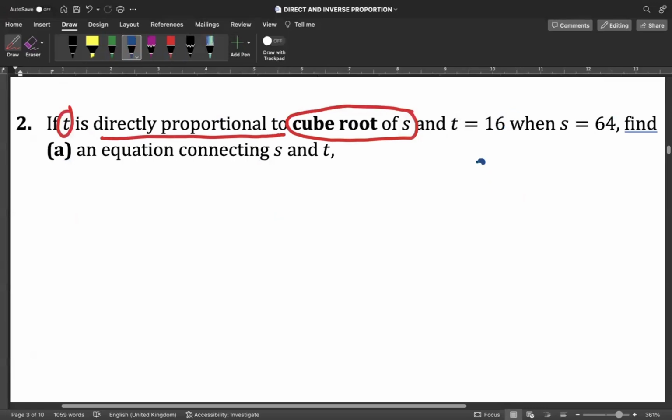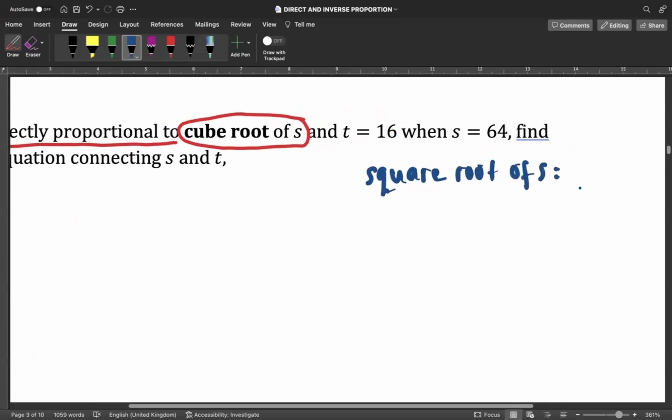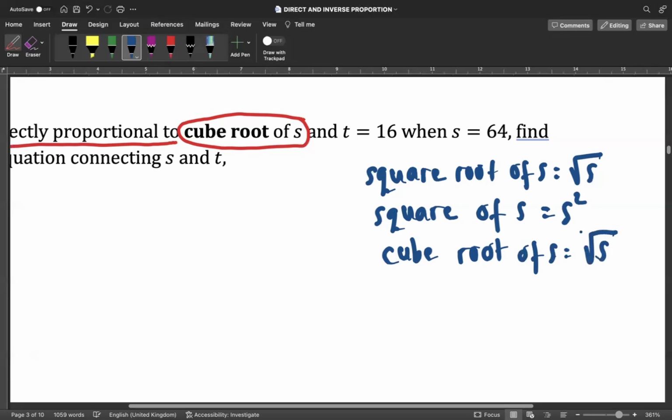Okay, so remember, we can write the square root of s as this. But if it is without root, if it is only square, we write s to the power of 2. For the cube root of s, we write it under the root and put number 3 on the root like this. But if it is only the cube, we write it as s to the power of 3. Since this is the cube root, then we write like this.